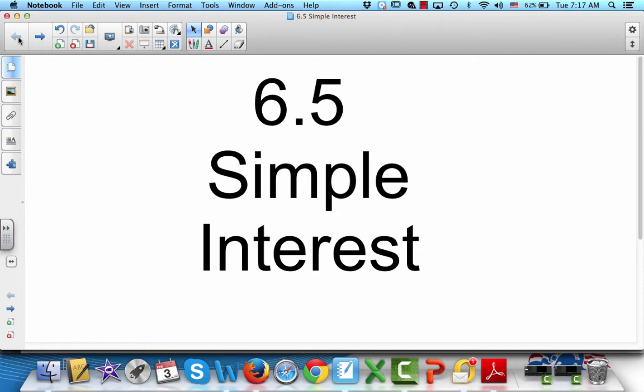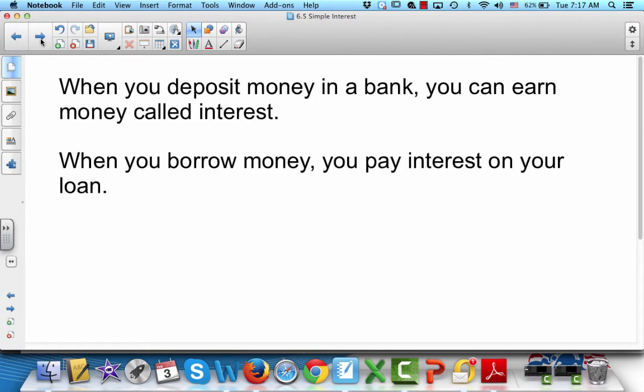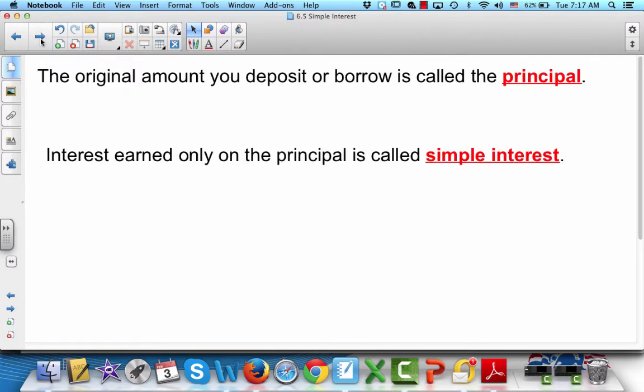Okay, we're going to be doing simple interest this time. When you deposit money in a bank, you can earn money called interest. And when you borrow money, you pay interest on your loan. The original amount you deposit or borrow is called the principal. And when you pay interest, this interest earned only on the principal is called simple interest.